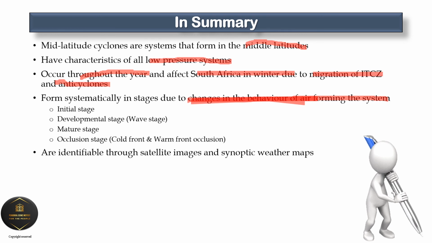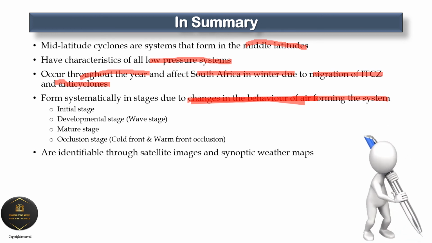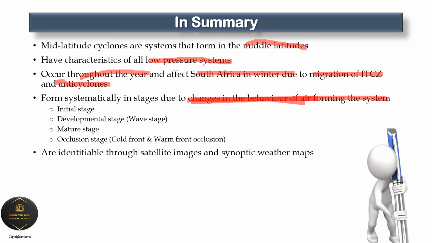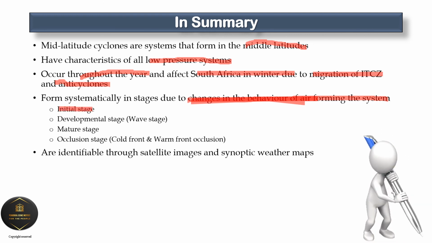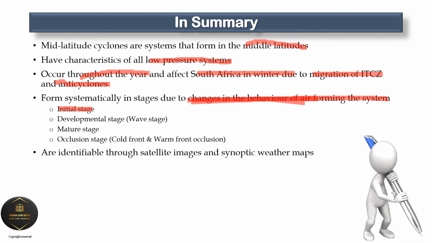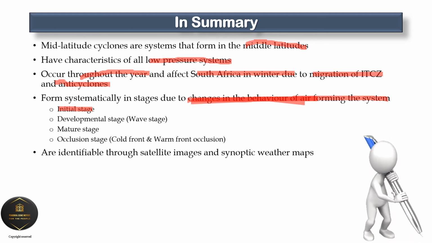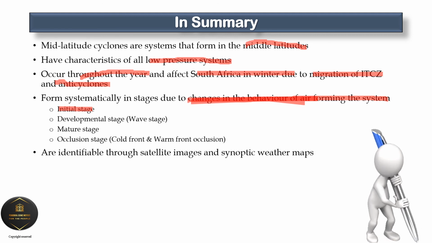Now, we have different stages. The first one is the initial stage. What happens in the initial stage? Warm westerly air moves past cold easterly air at the polar front. But these two air masses do not mix, but they meet. Remember, they meet at the polar front.